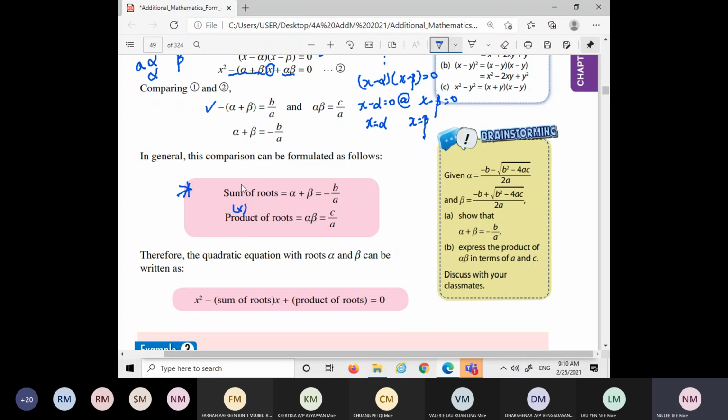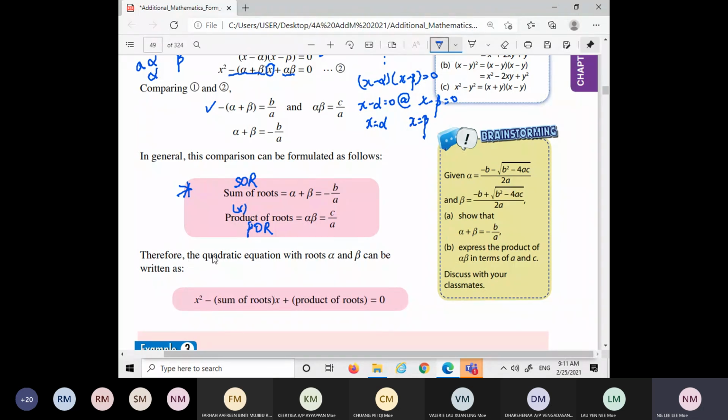Always, because we don't write sum of roots in full, we write the short form, SOR. Product of roots we also write in short form, POR. Then we say SOR, POR, SOR, POR. Then finally you can make these conclusions.